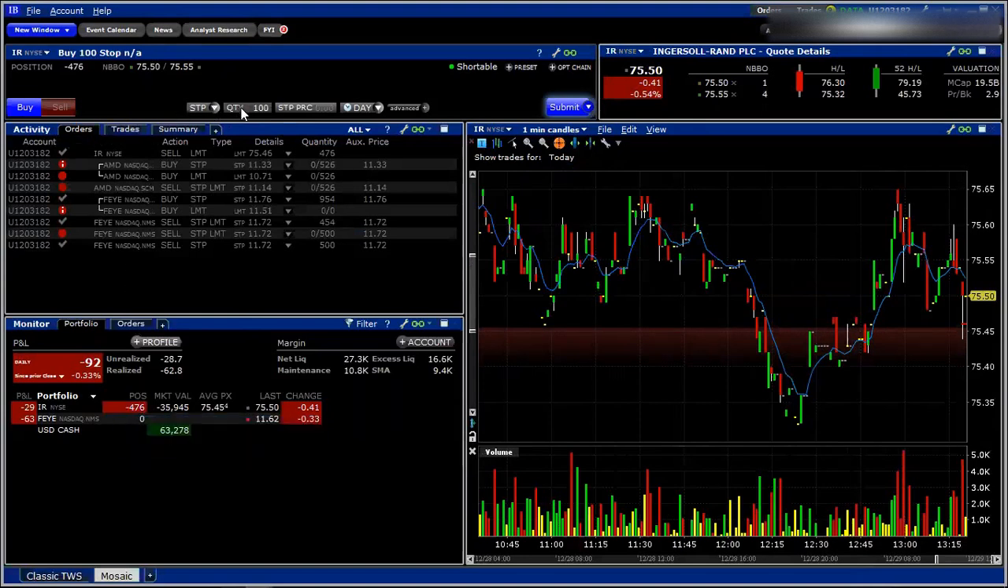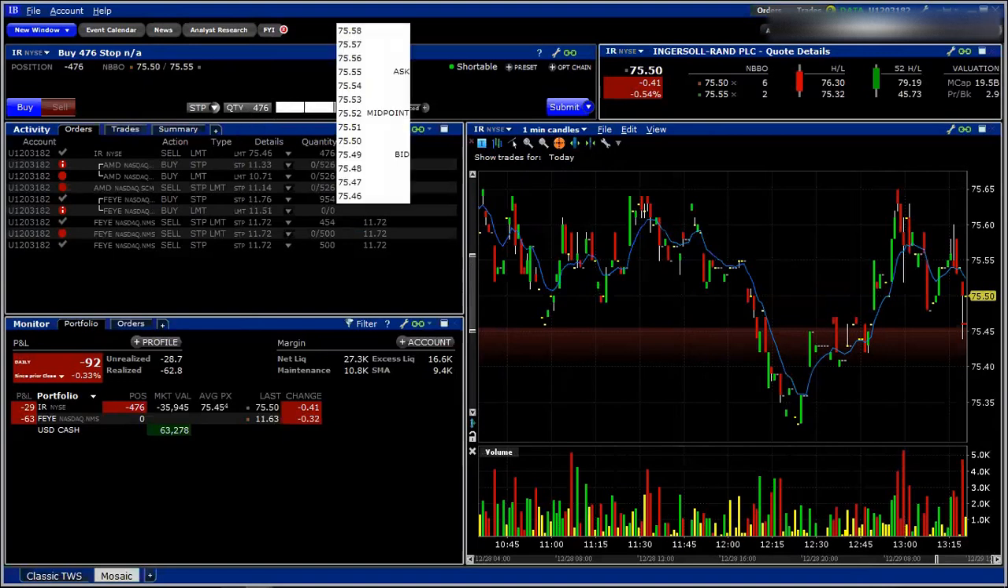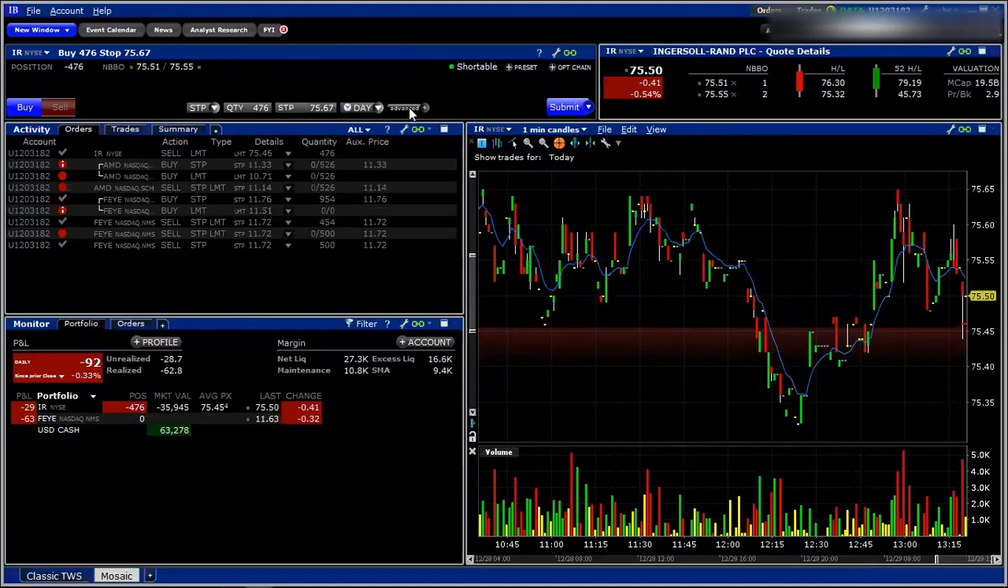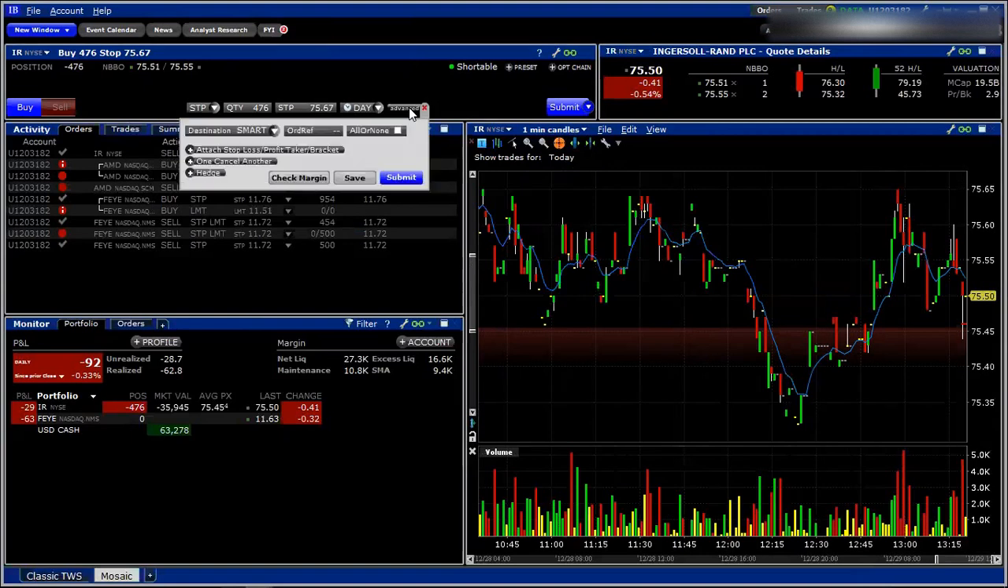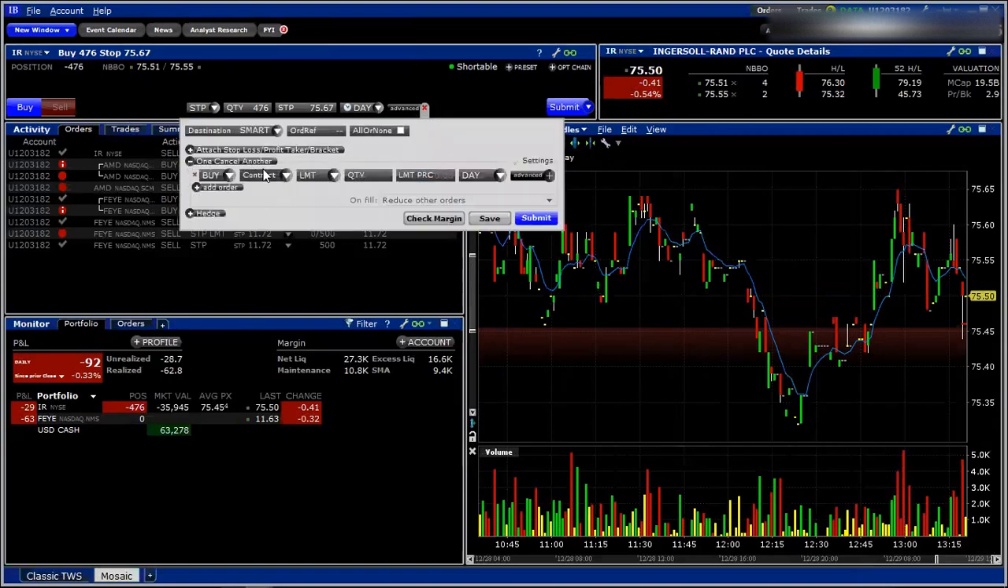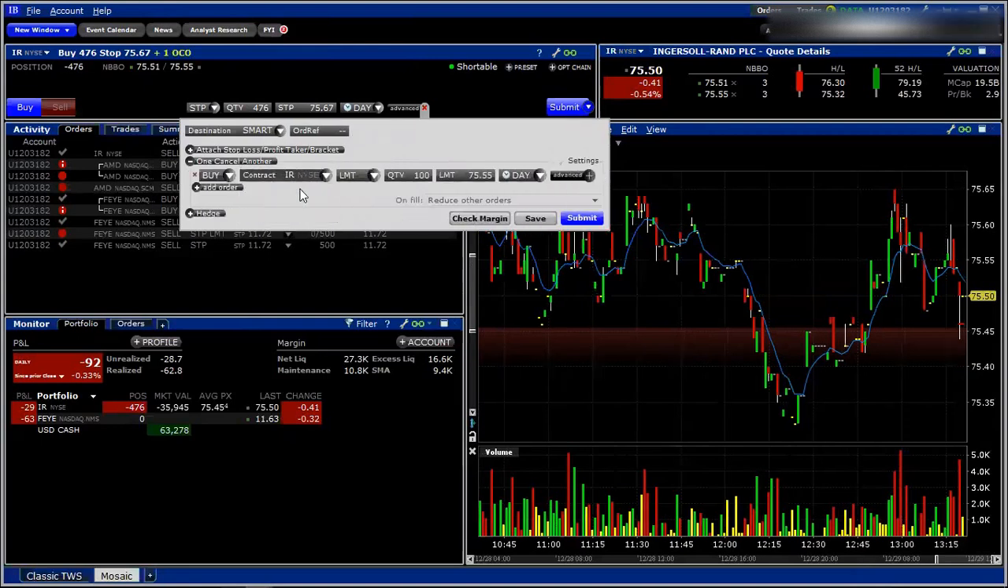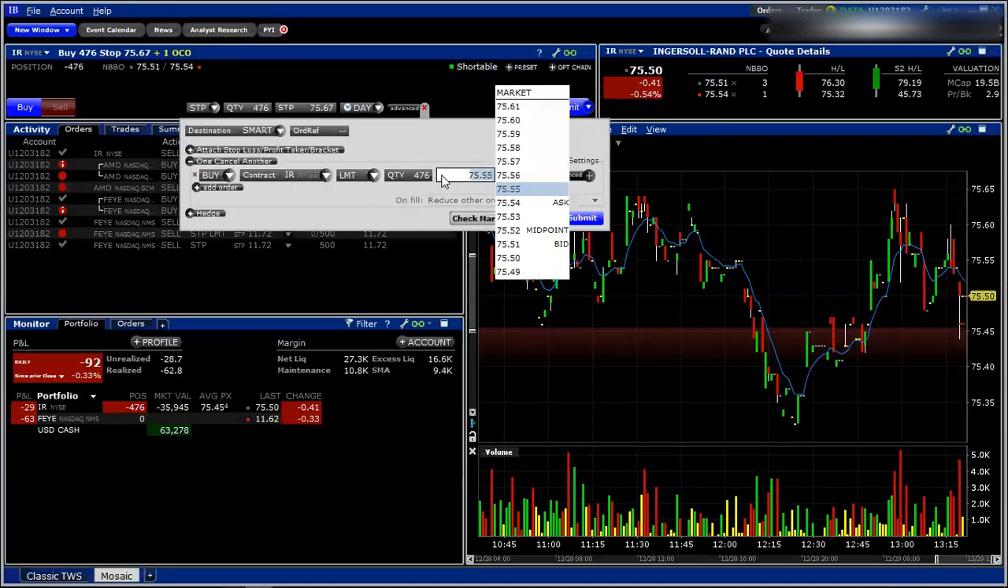Let me put in my protective stop. So the number of shares that I'm in is 476. So I'm going to do a buy stop. My buy stop is going to be at 75.67. There is that. Now I'm also going to put in my target. So if this thing moves in my favor, I'm going to get out at 2 times the amount that I've risked. So I've risked 21 cents on this. So if it moves 42 cents, then I want to get out. And I'm going to exit all my shares. So the quantity here is going to be 476. And the limit price that I went out at is 75.04.